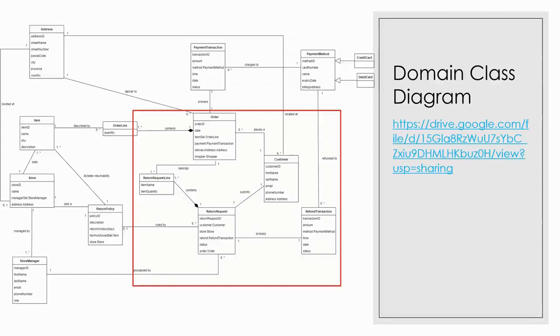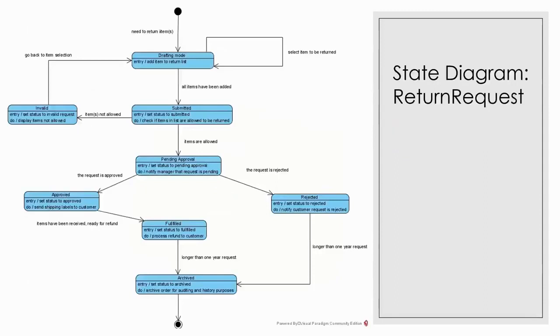The return request has a return request line item in a composition relationship. Each request line item is created based on the items in the original order. For the state diagram, I have chosen to model the return request object.